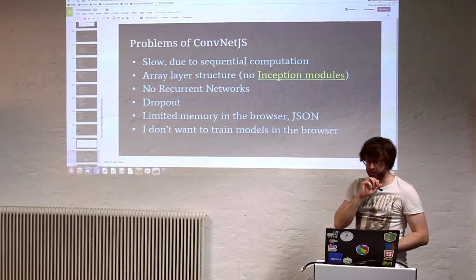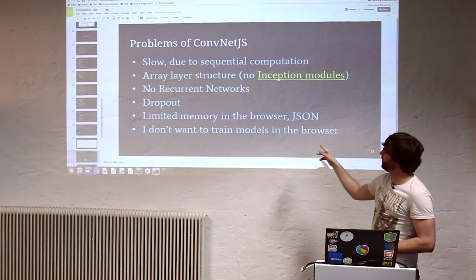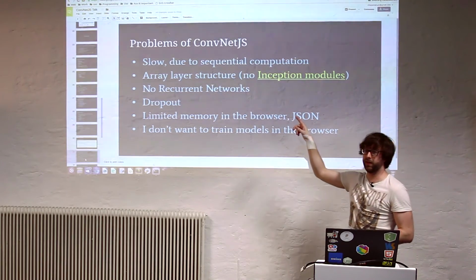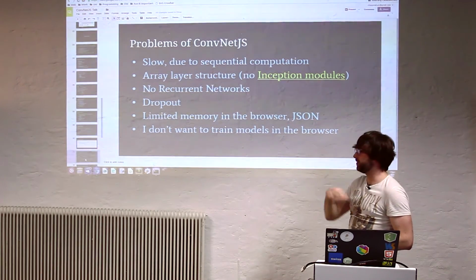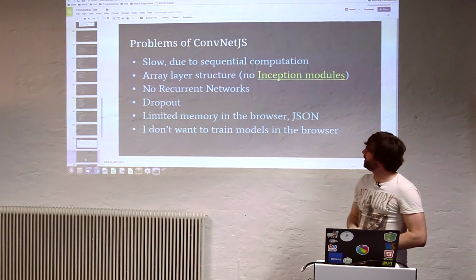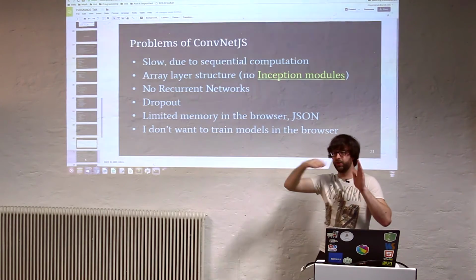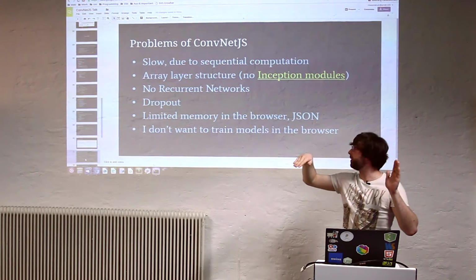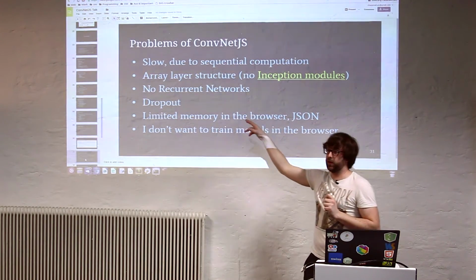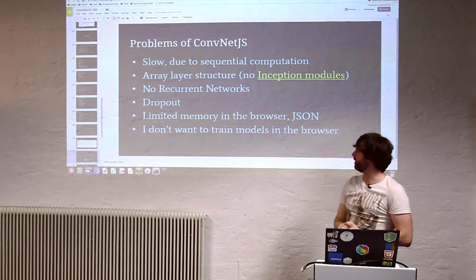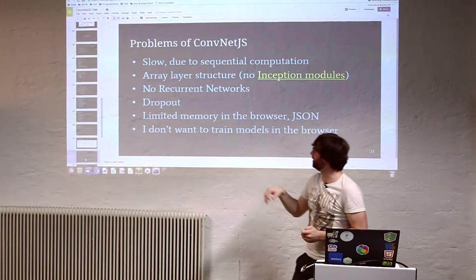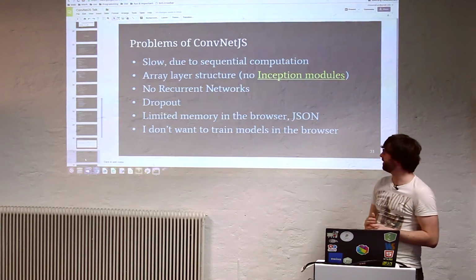So back to convolutions. What are the problems of this thing? Well, first, all the things are computed in sequence. So there's no GPU, actually. You just have for loops almost everywhere. ConvNetJS uses an array structure to hold the layers, so you can only have a linear sequence of layers, which is bad. You cannot have weight sharing. You cannot have recurrent networks in ConvNetJS. You also have limited memory, which is actually quite annoying.